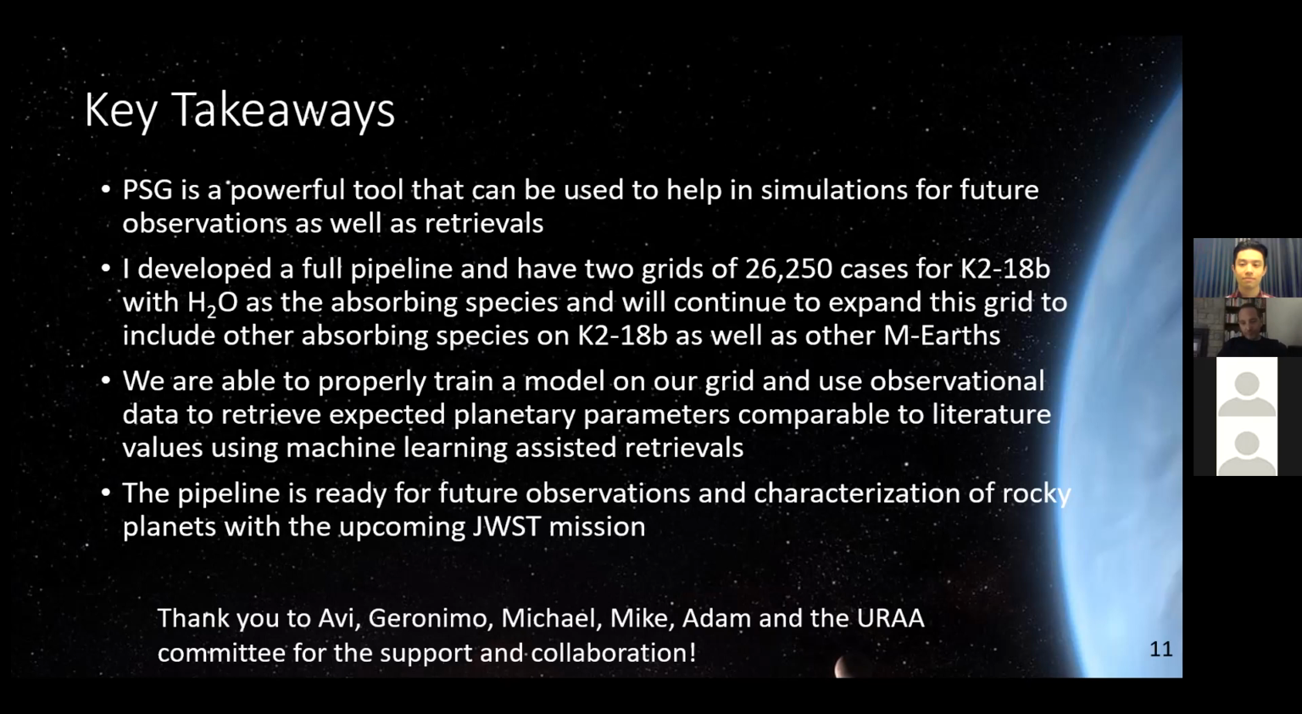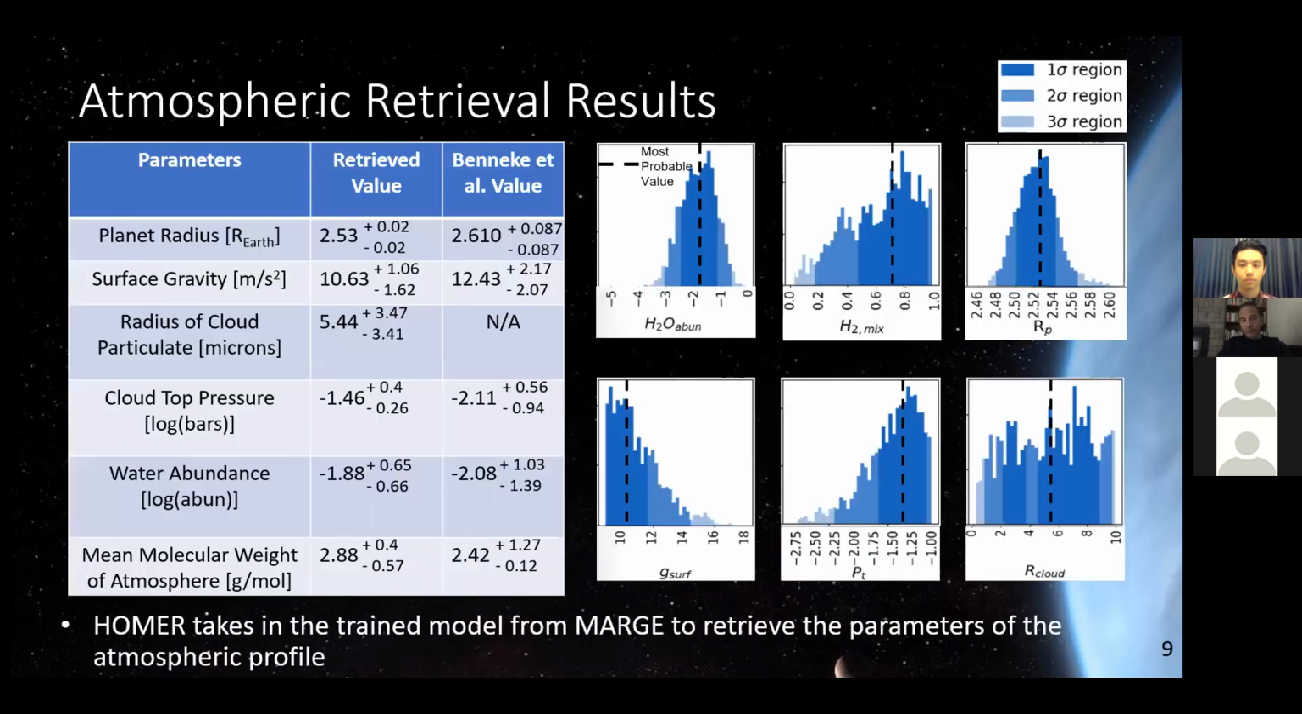Nice talk, James. I noticed the radius was undershot a little bit in the retrievals compared to the Benneke value. Would that have anything to do with where they defined their surface? Because there is that degeneracy with the radius that's assumed at some pressure level, and if that's a different assumption between the two codes, then you would see this sort of offset between the two.